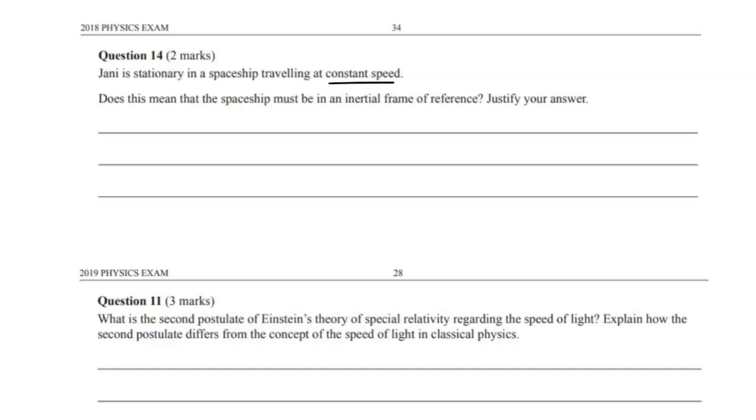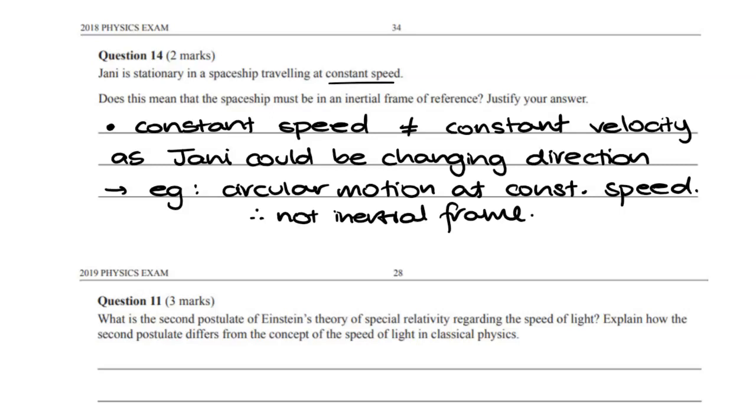We need to demonstrate that we know constant speed is not necessarily the same as constant velocity. Constant speed could be something traveling in a circle, but that is accelerating. So we need to be very, very clear about that. Okay, we're making it abundantly clear here.